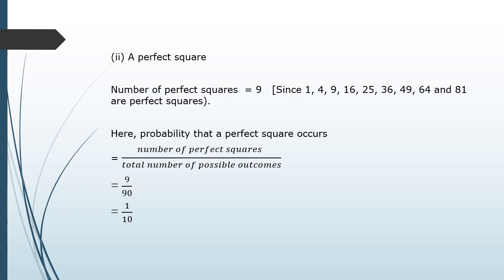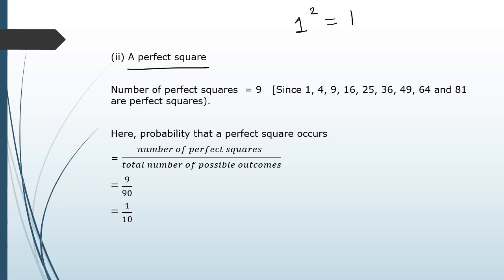Let's take a look at the second question, which is a perfect square. Now, what is, first of all, a perfect square? A perfect square is any number which is a square of another number. For example, if I am taking 1, is 1 the square of another number? Yes, 1 is the square of 1 itself, right? So 1 is a perfect square.